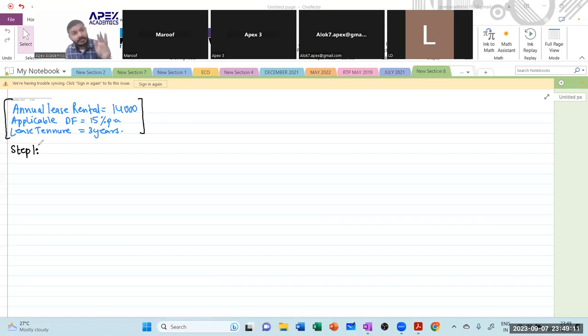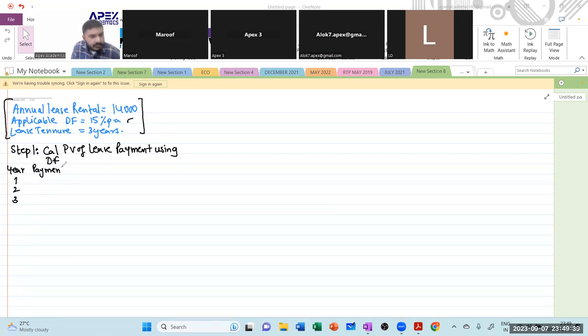Now suddenly, Pushkar, you are talking steps. Yes, I showed you the concept. Now that concept, I will break it down into steps. Pay attention. Step number 1. Calculate present value of lease payments using discount factor. Discount factor is given in the question. Year 1, 2, 3. What is the payment? So 14,000.